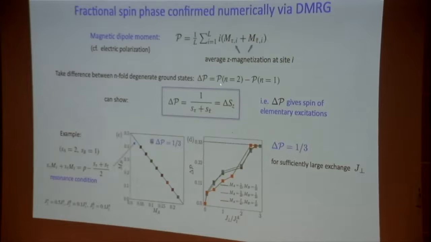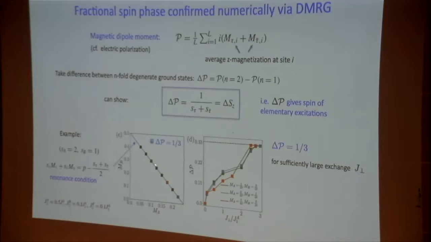And then this polarization can be calculated in there. One can show analytically that this difference is directly giving these fractional spin excitations. And so this can be calculated now numerically. So here's an example of this. We have, again, this resonance condition. This defines this line in the plot here of magnetization B versus MA.